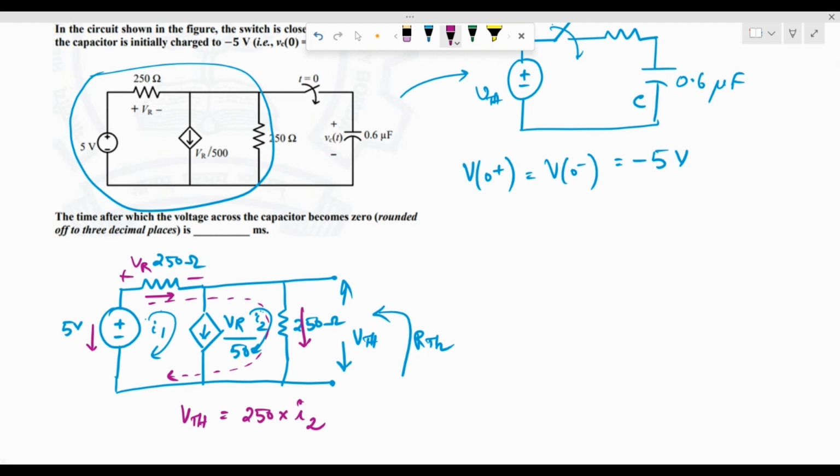How do we do this? So let's write the KVL equation: minus 5 plus 250 I1 plus 250 into I2 is equal to 0. Now, if we look at this current source, the current direction is downwards. So we can say that in this branch, I1 minus I2, because I2 is going to come down in this way, and in this branch it is going to go upwards. So I1 minus I2 is going to be equal to VR by 500.